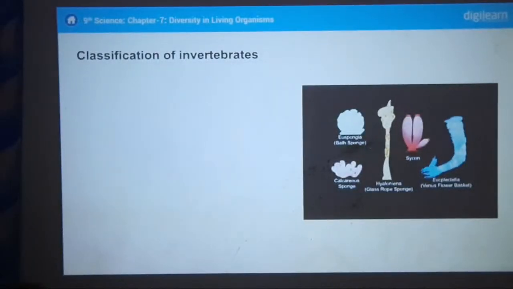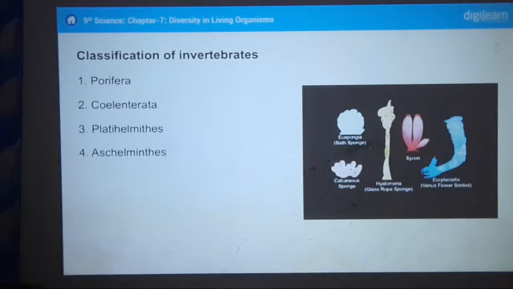Invertebrates are mainly classified into 8 phyla. They are Porifera, Coelenterata, Platyhelminthes, Aschelminthes, Annelida, Arthropoda, Mollusca, Echinodermata.